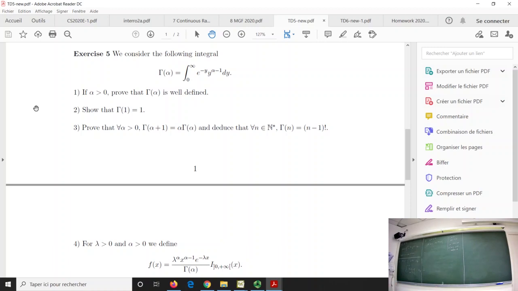Okay. So do you have an idea to do this? If I have a look at what gamma alpha and gamma alpha plus 1 are, the only thing that is changing is the power of y here, okay? So I have gamma of alpha, that is this one.